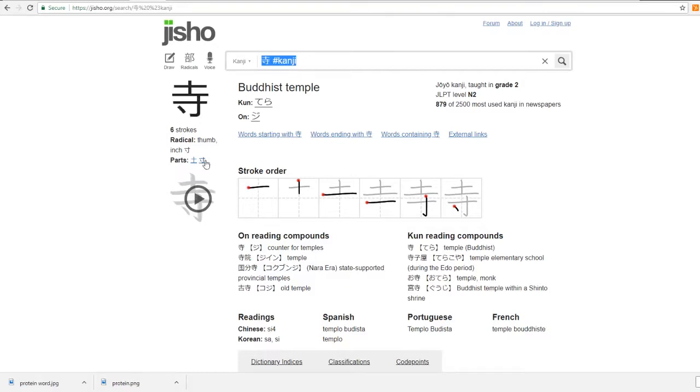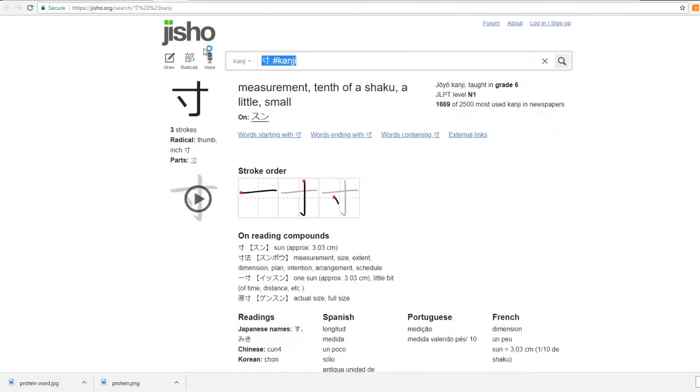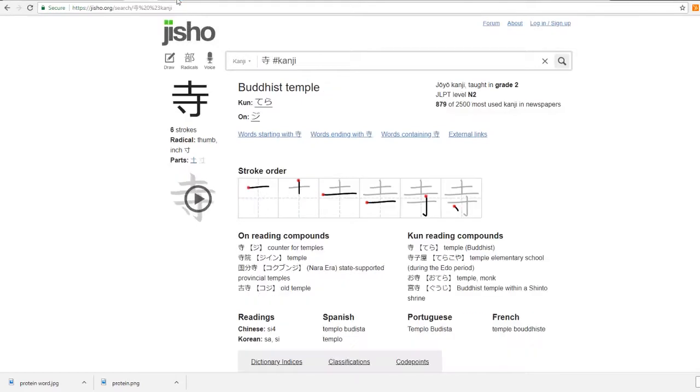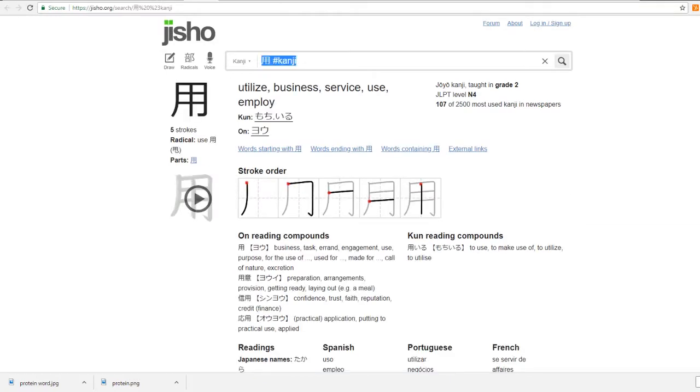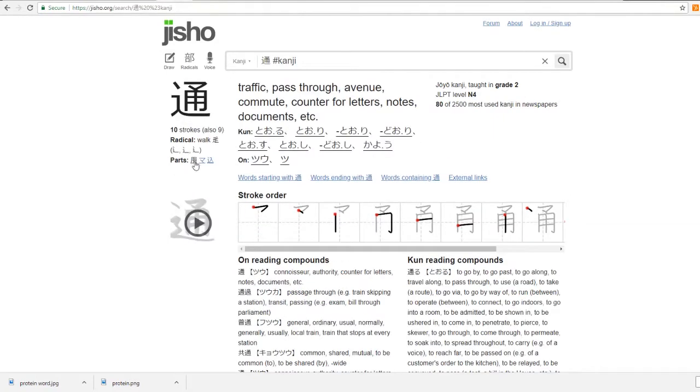Next one we're going to look at is Buddhist temple. This one I don't have a mnemonic for specifically, but if you remember the one for time, how we remembered that was Buddhist temple, I kind of just remember this because I know that one. It's got a few different things. It's got cross or ground on top, and then it's got this here, which is the measurement. But the way that I remember it is by remembering the kanji for time. The kunyomi for this is going to be tera, and the onyomi is going to be ji.